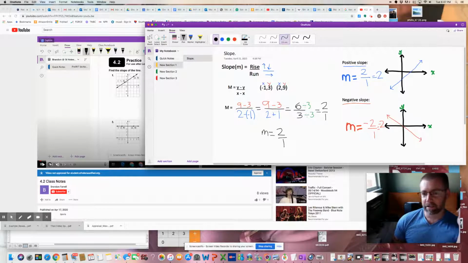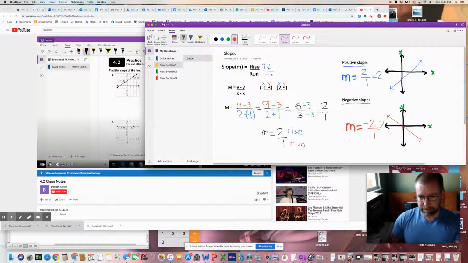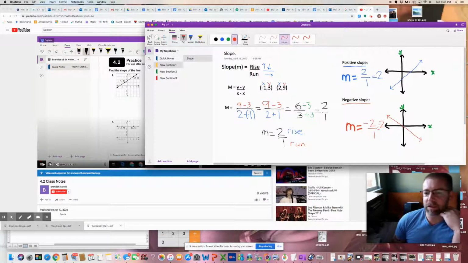All right. I want to point this out here, right? The 2 is the rise. Look at that, I look like a preschooler right in here. And the 1 is the run. All right. Now we could carry out this division, and we could also say, what's 2 divided by 1? We know that 2 divided by 1 is 2. So we could just say slope equals 2.